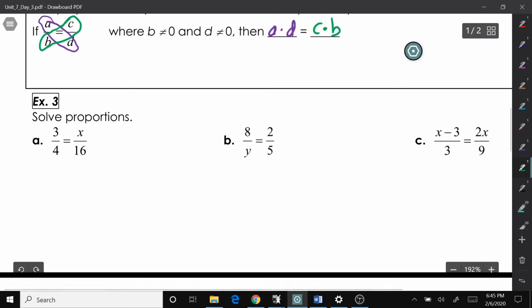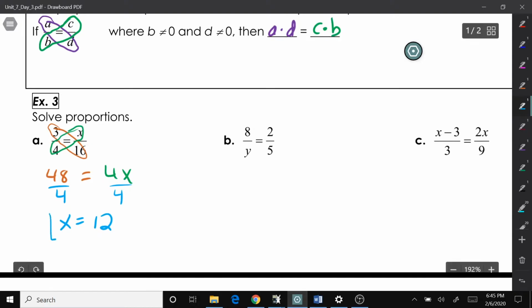Solve the proportions. So we're going to cross multiply. We're going to do 3 times 16, which is 48, equals 4x. Divide both sides by 4. X is equal to 12. And that gets us our answer.